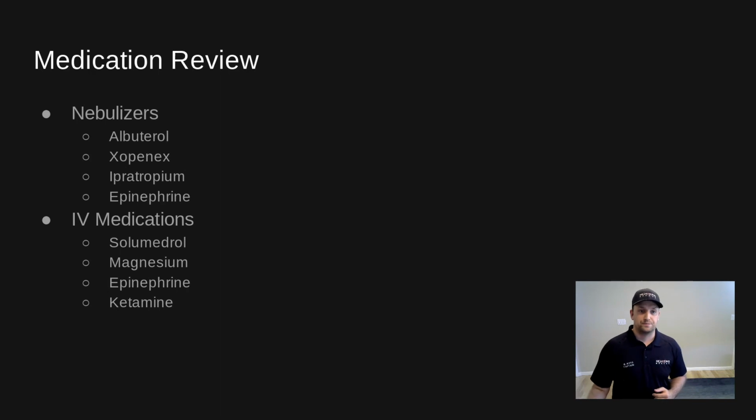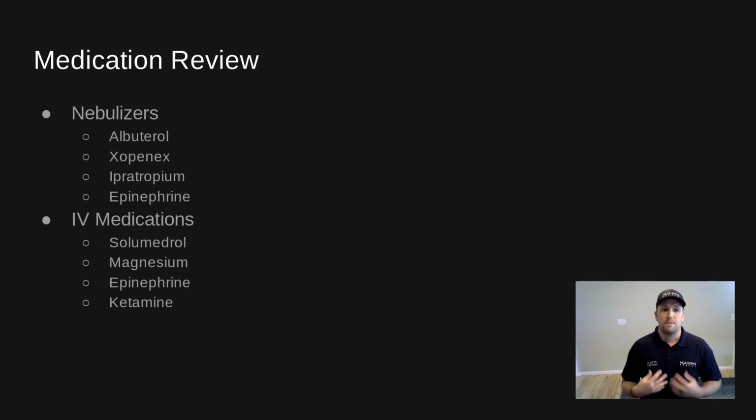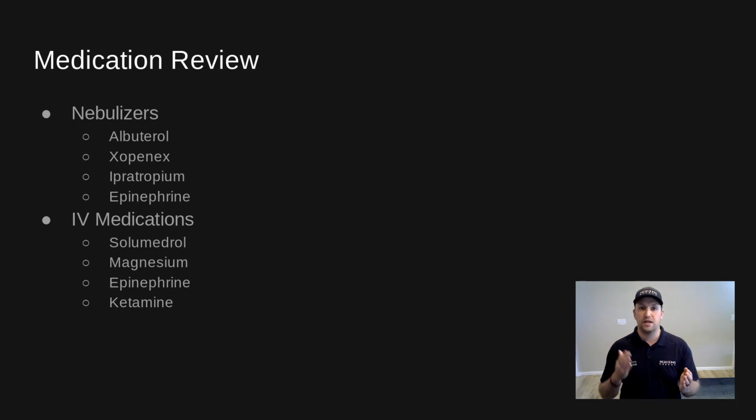That's a good opportunity to use Xopenex because it works a little bit differently than albuterol, so you might have better results. Ipratropium is also a bronchodilator, but it has another function in which it dries secretions. So it has a dual functionality. My first line medication that I generally choose is Duoneb because it's albuterol plus ipratropium, so it's kind of covering all the bases. Lastly, epinephrine, not typically used for bronchodilation. This is usually more for someone that's got stridor or anaphylaxis, something like that.